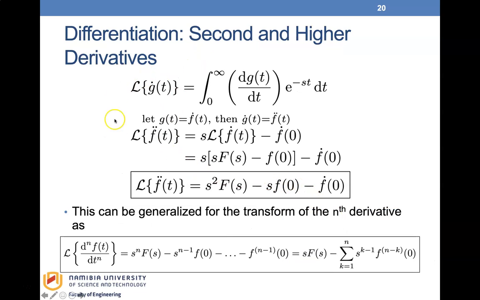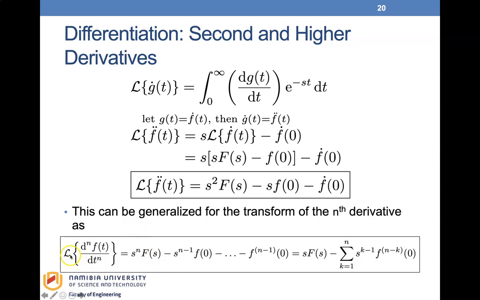If you have the second order, that is the Laplace transform of f double dot, then you can see that in this case you have s squared F of s minus s f of 0 minus f dot of 0. So there is a sequence that is occurring here with the derivatives. We can write a generalized form, which can become your generalized equation for solving differential equations.